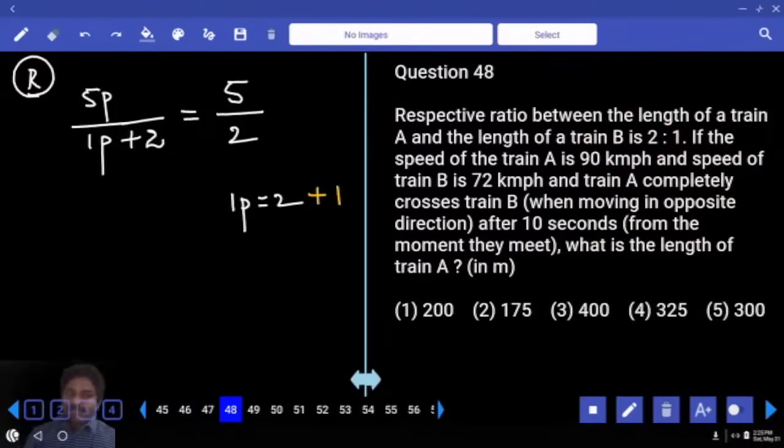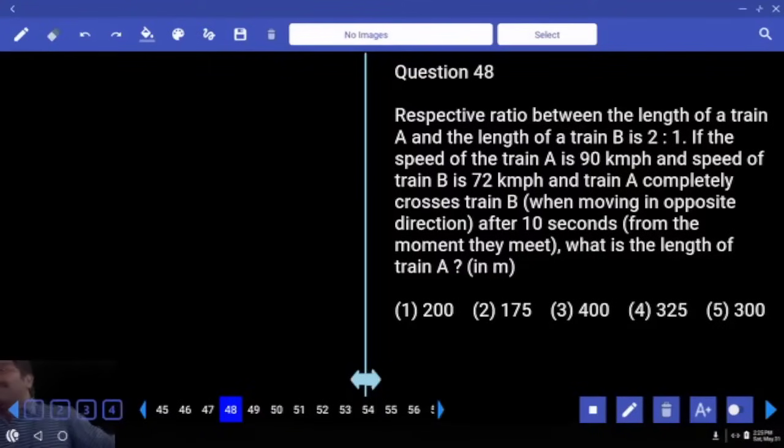The respective ratio between the length of train A and length of train B is 2:1. If the speed of train A is 90 km per hour and train B is 72 km per hour, train A completely crosses train B after 10 seconds from the moment they meet in opposite direction. What is the length of train A?